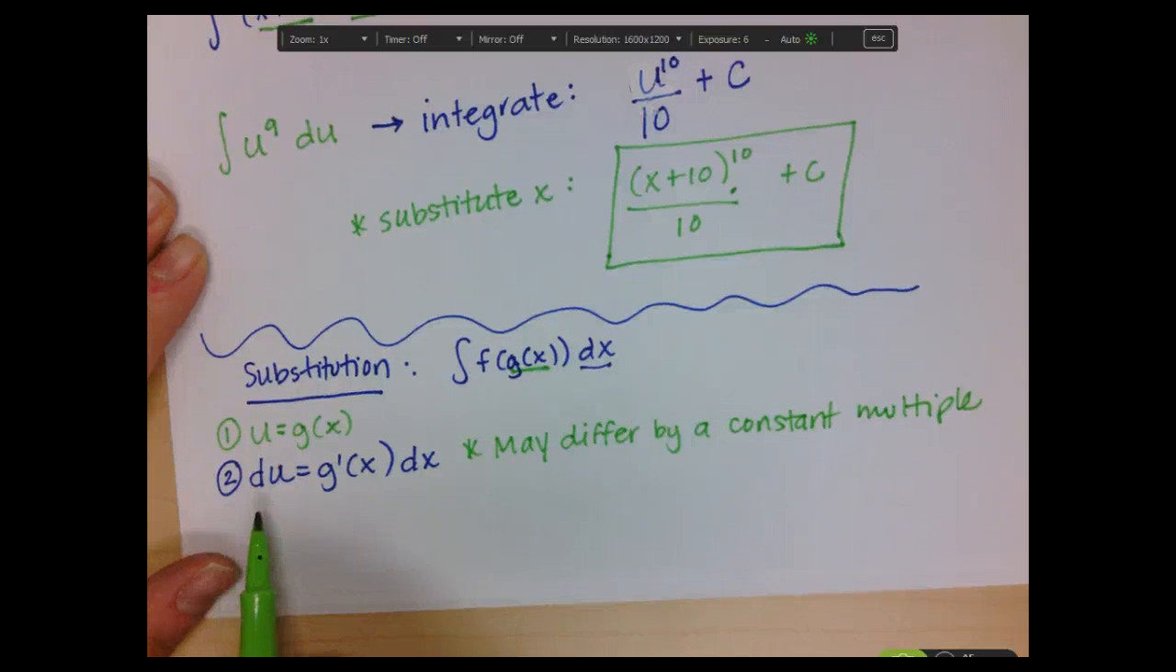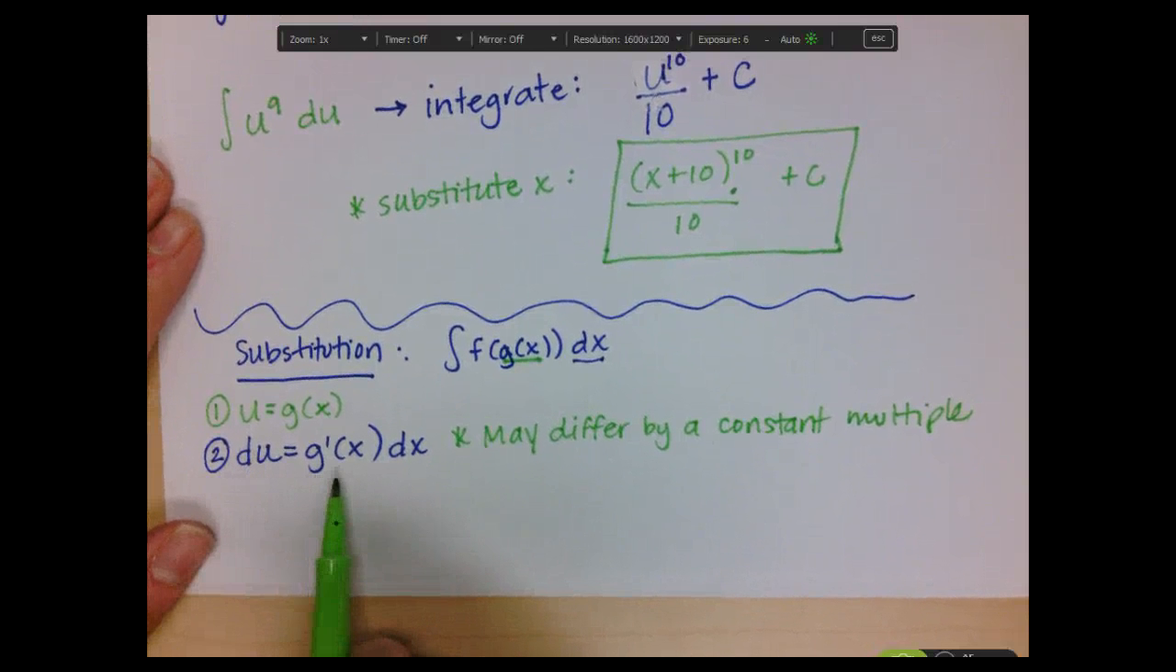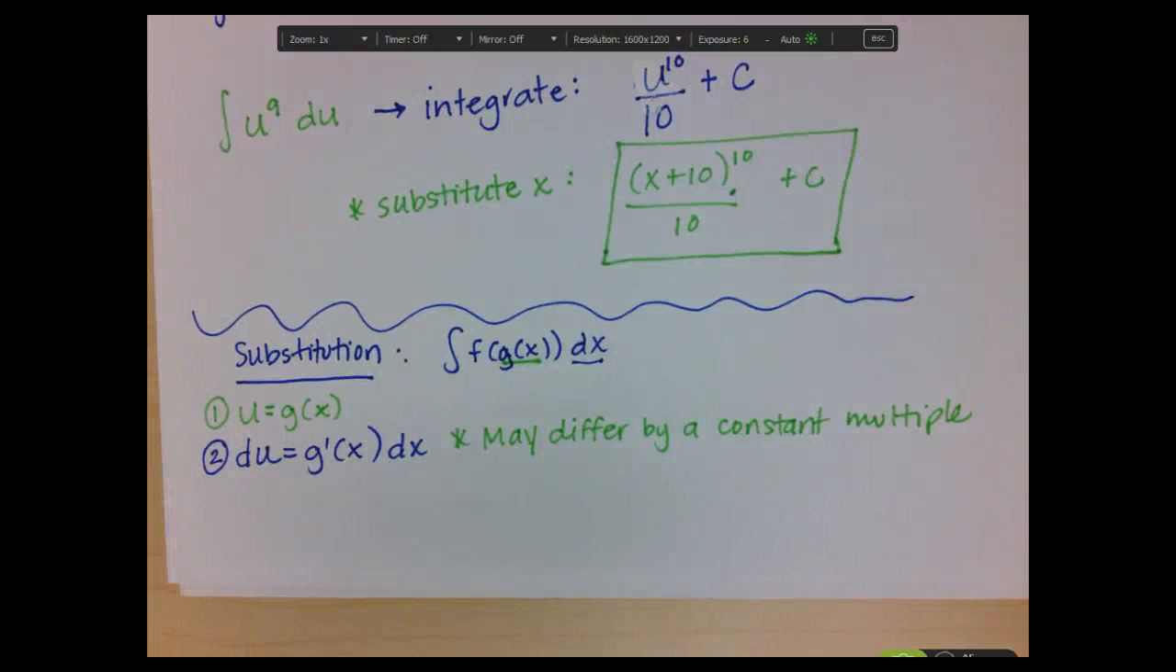So in other words, when you find du, you might not see the exact expression g prime of x dx in the integrand, but it might be twice as much as that, or 1/2 of that, or some constant multiple of that, and that's still going to work out for you.